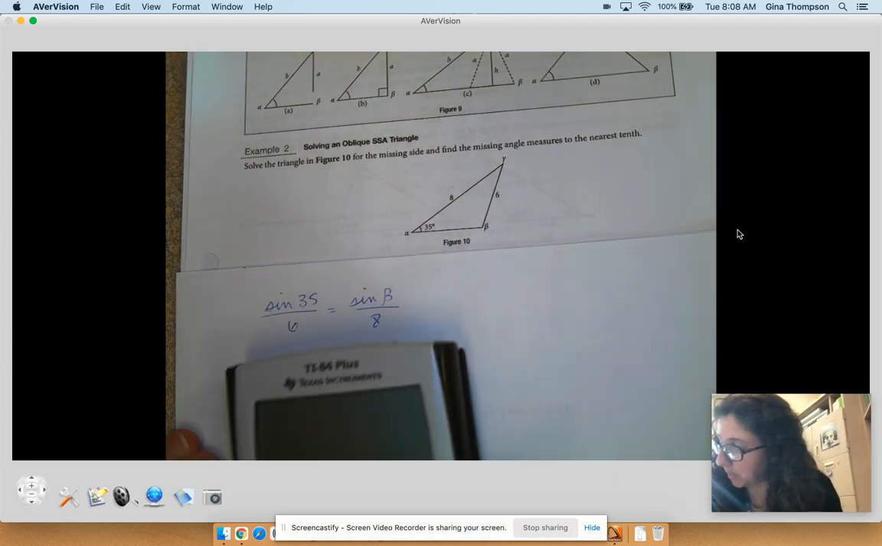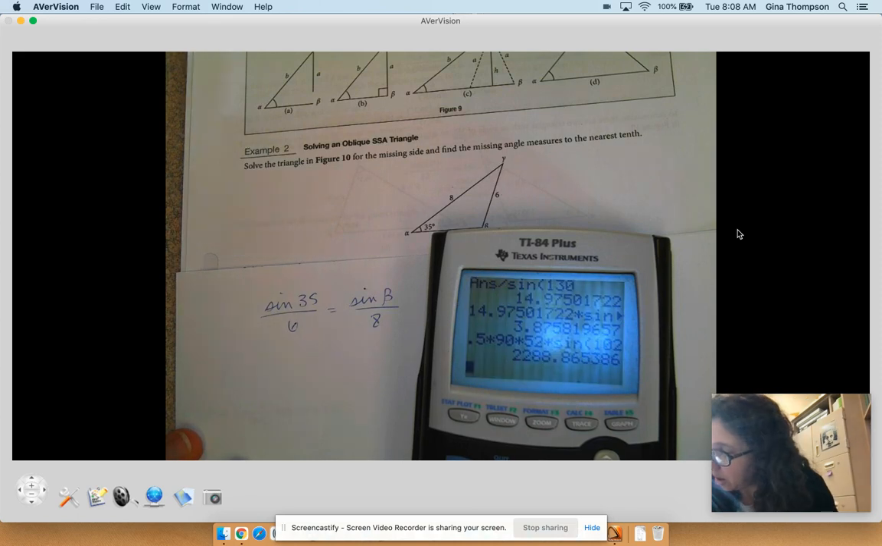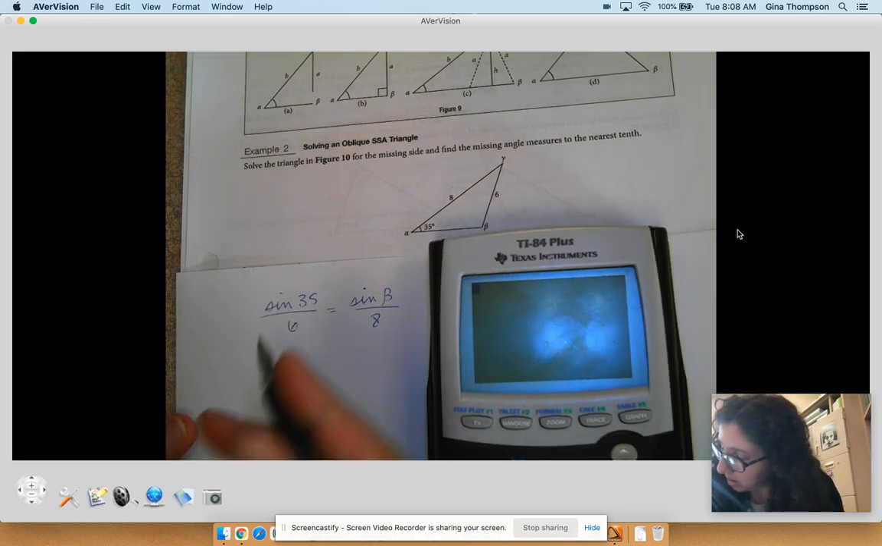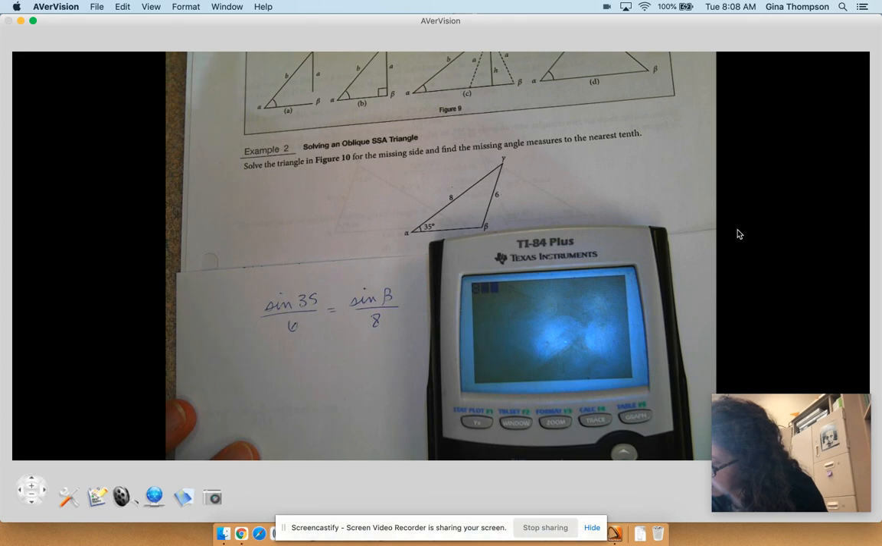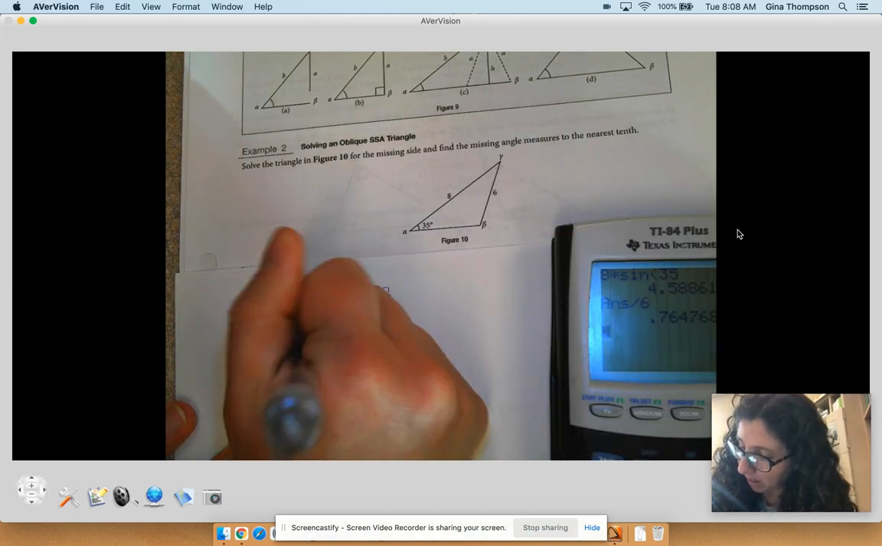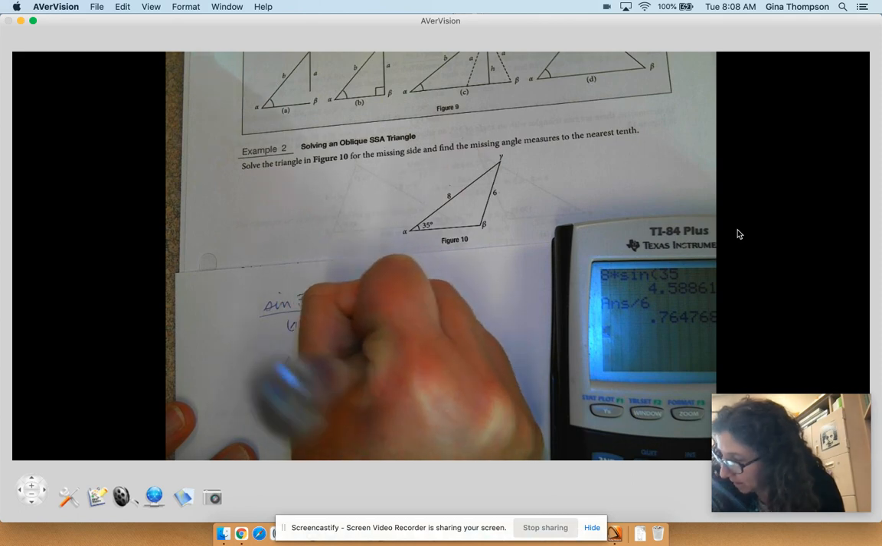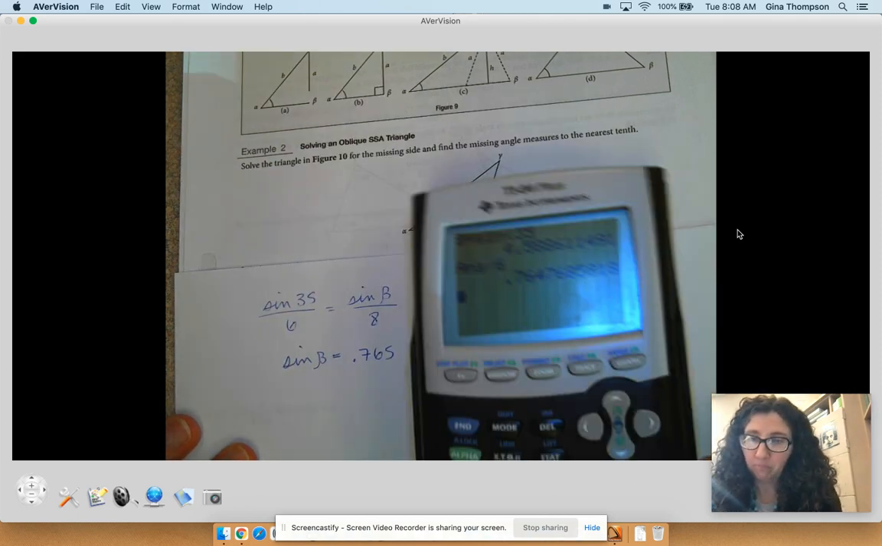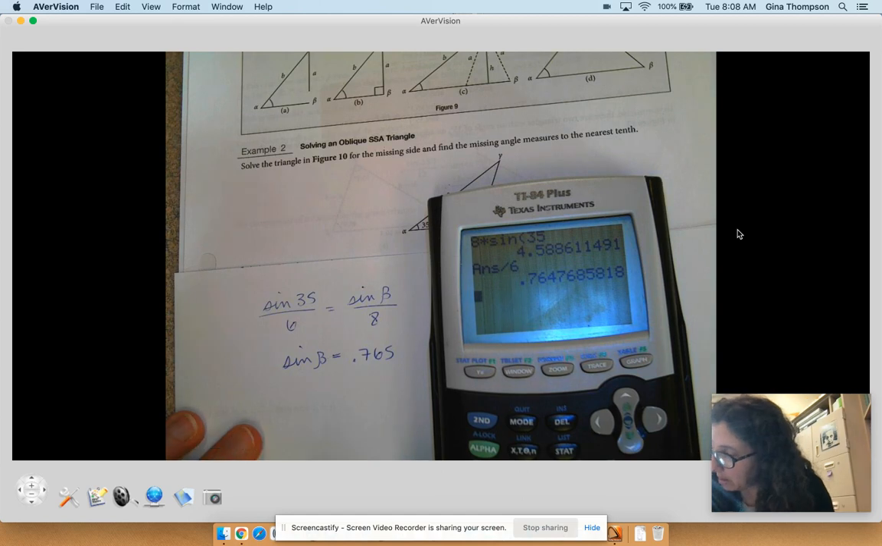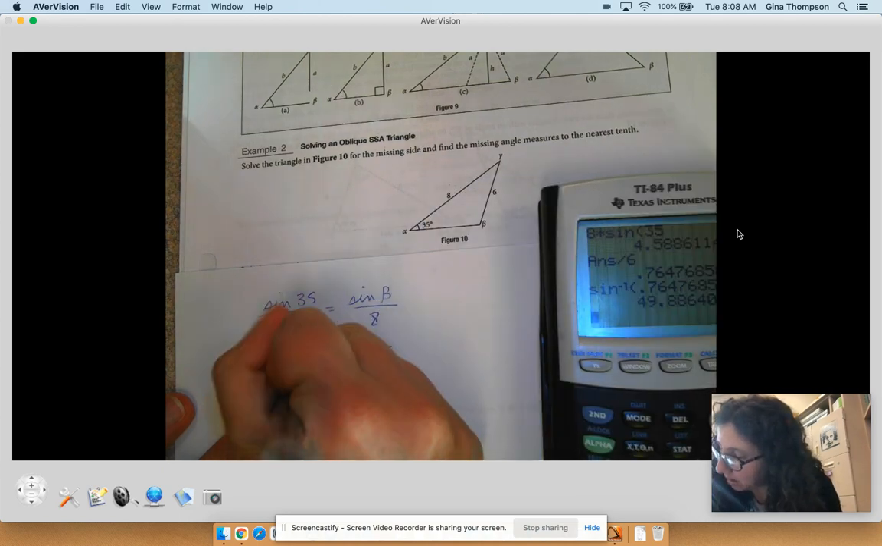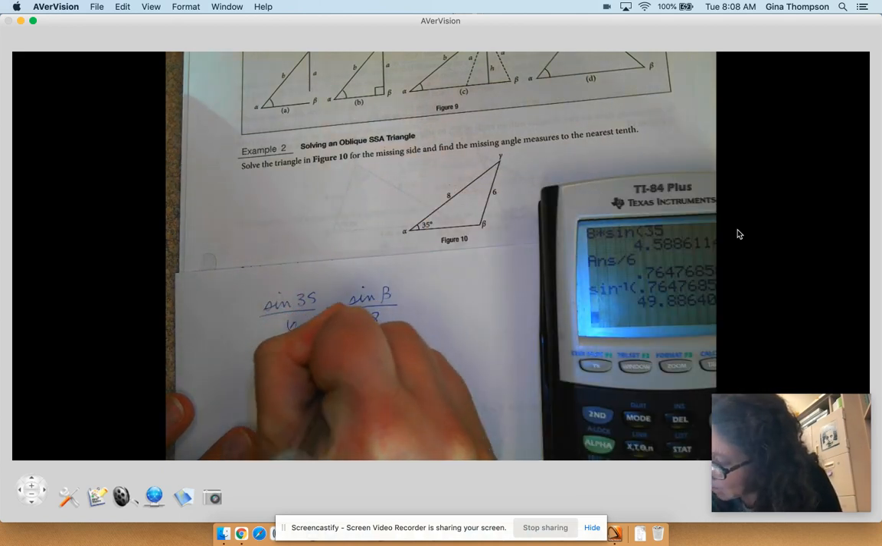Okay, cool. So let's put this in our calculator. And we get 8 times sine of 35 divided by 6. So I get that sine of beta equals like 0.765, something like that. So I can find beta. I'll just use the inverse sine of this, and I get that beta equals 49.89.